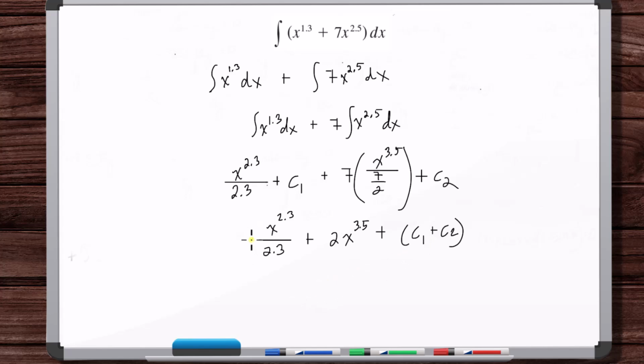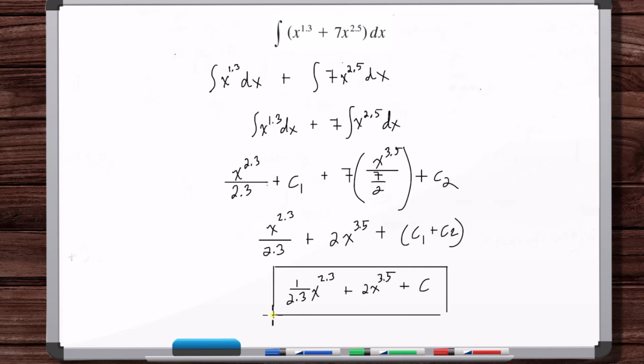So we can rewrite this as, I'll bring this 1 over 2.3 out as a coefficient. Like that. And so you can see we didn't really need to write these C1s and C2s like this. And you'll get a natural feel for when you don't have to write a constant like that, because you know it's going to end up in the end combining with another constant. All right, and so this is the most general form of the antiderivative to this function.